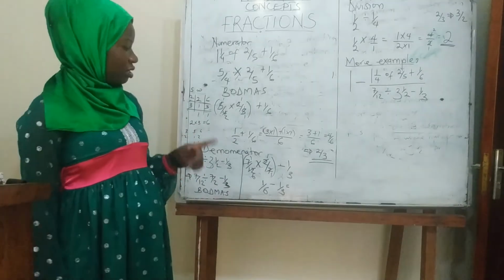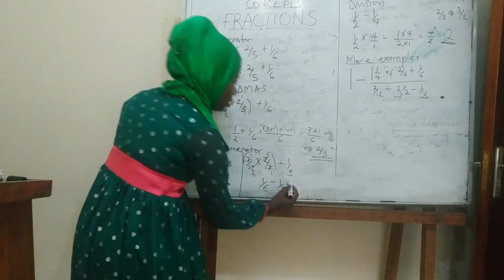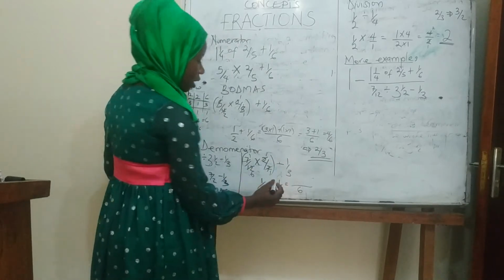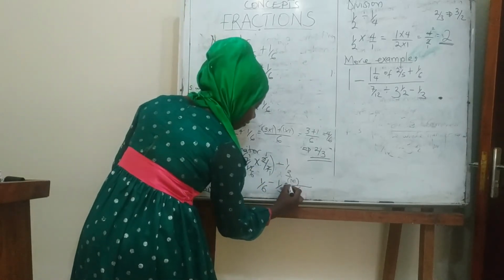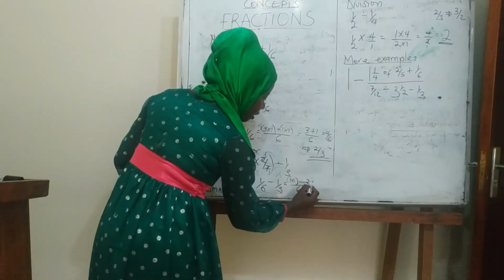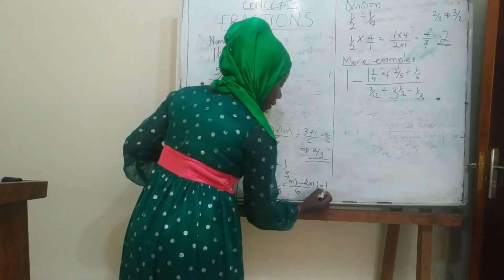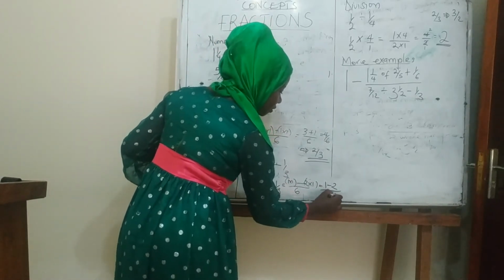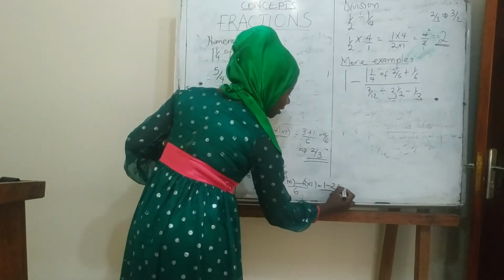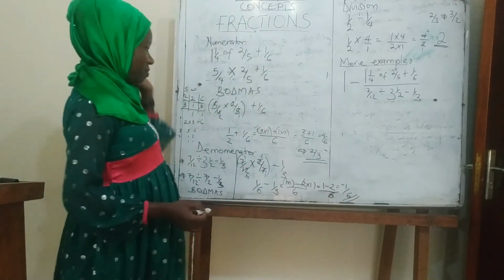You remember the procedures. Number 1, look for the LCM. The LCM of 3 and 6 is simply 6. 6 divided by 6 is 1. 1 times 1 is what I have. Then minus, 6 divided by 3 is 2. I have 2 times 1. In this case, I have 1 minus 2 out of 6. 1 minus 2 is the same as negative 1 out of 6. That is my answer for the denominator.